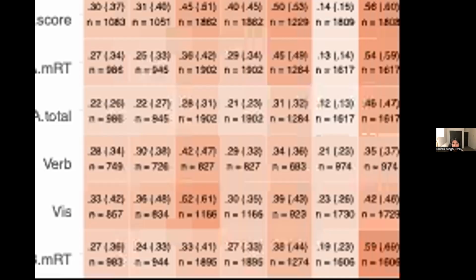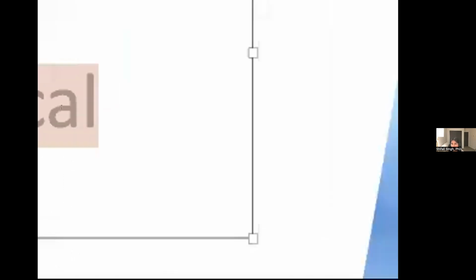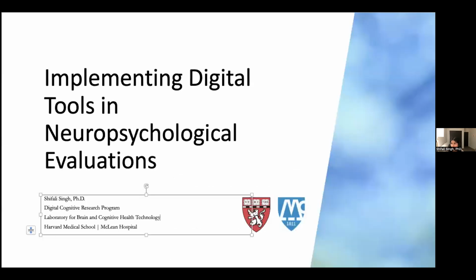Let's see. Okay. Looks like we're seeing a really zoomed in view. Yeah, let me fix it here. Okay, can you see it okay? Yeah. Is it the full screen? Yep, looks good. Okay, perfect.